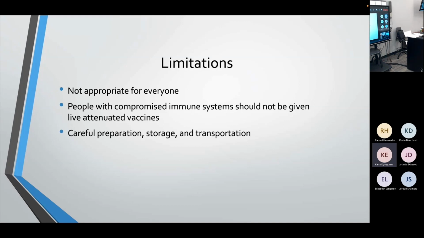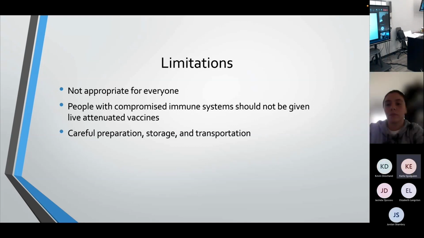And compared to inactivated vaccines, live attenuated vaccines also need to be carefully prepared, stored, and transported, and also administered. They normally need to be kept at a very cold temperature and may present a challenge to more remote areas of the world that do not have the facilities to store, prepare, and transport these how they should be. And I'll pass it on to Raquel.